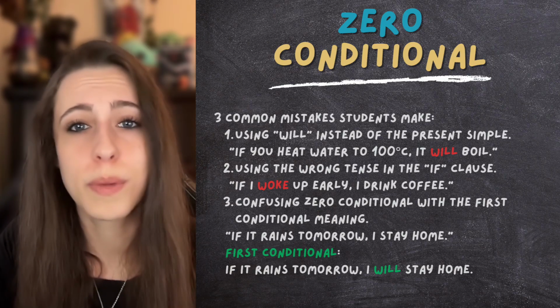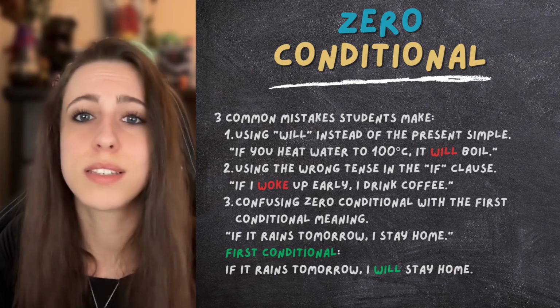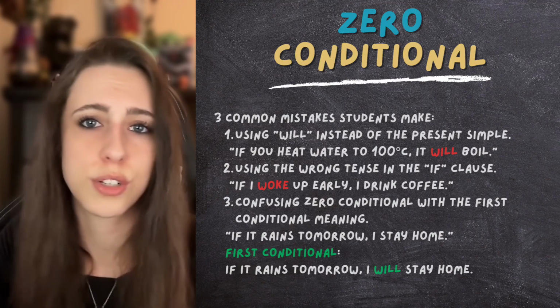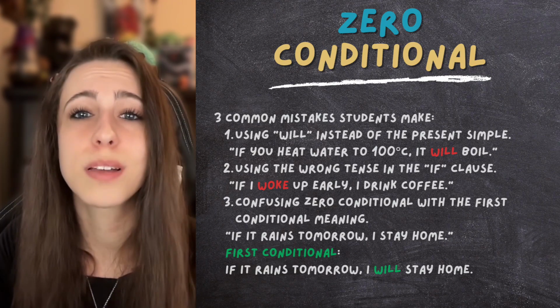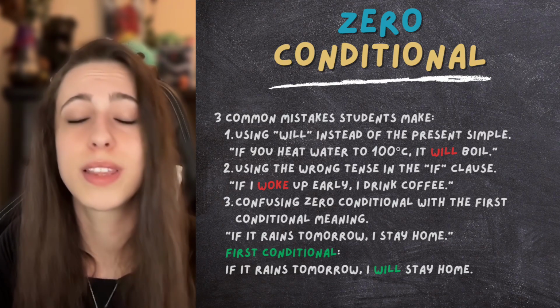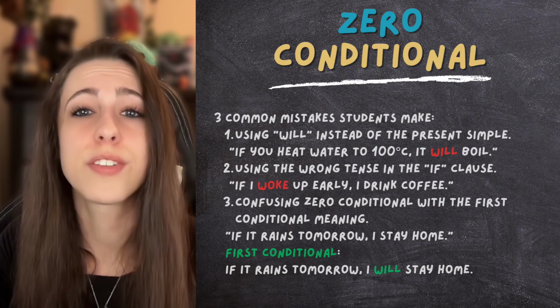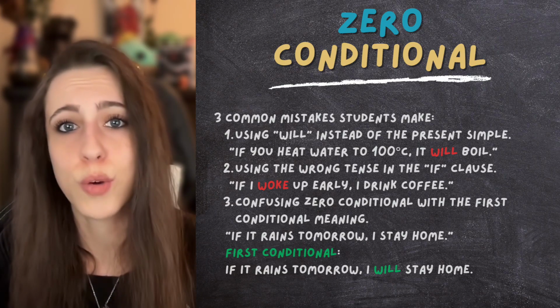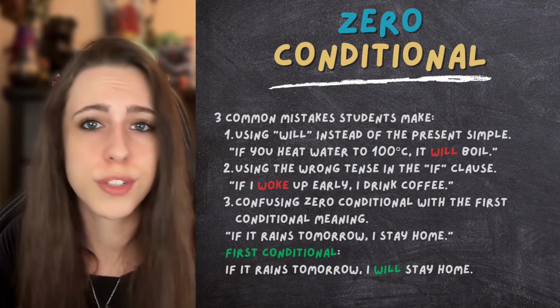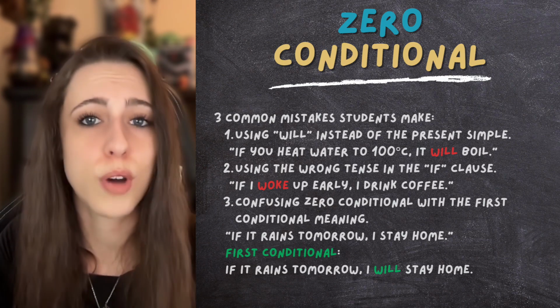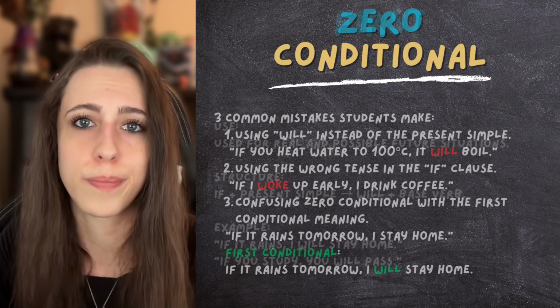And the third common mistake is using the zero conditional for first conditional meanings. Students sometimes use the zero conditional when they mean to use the first conditional. For example, if it rains tomorrow, I stay home. We actually want to use the first conditional. If it rains tomorrow, I will stay home.